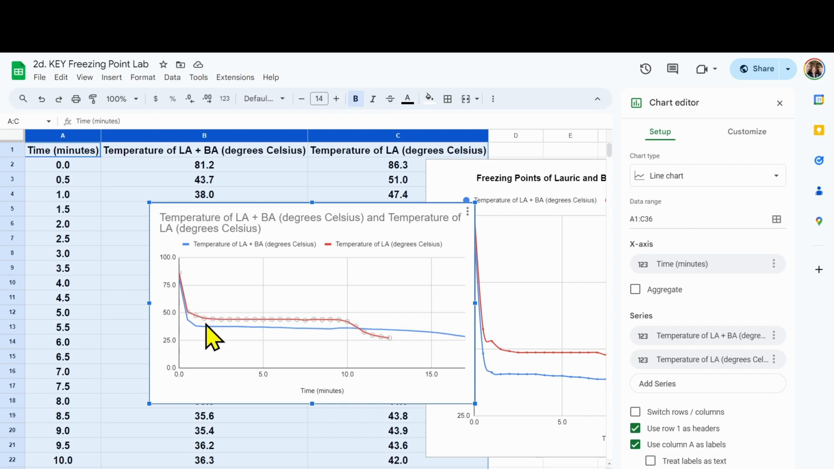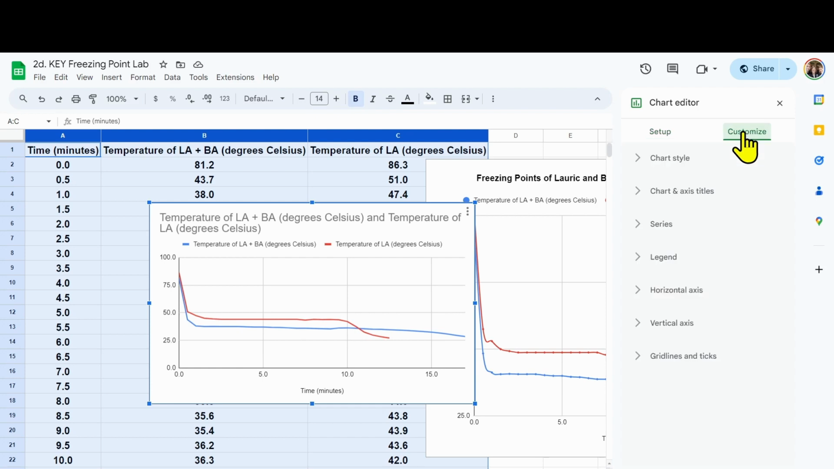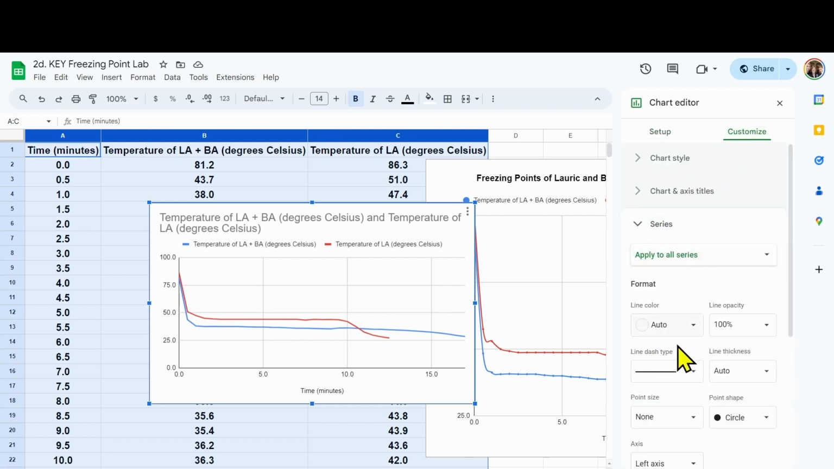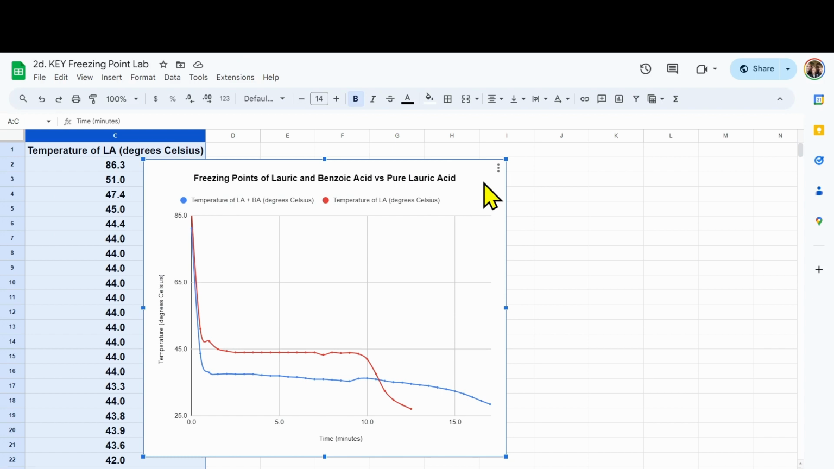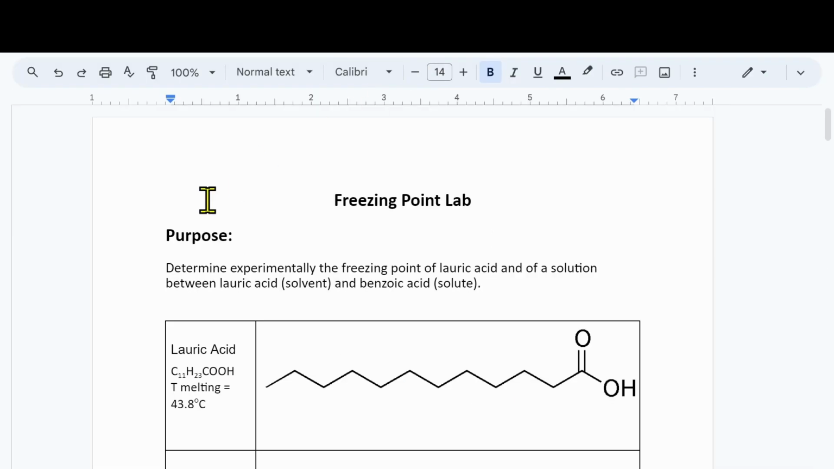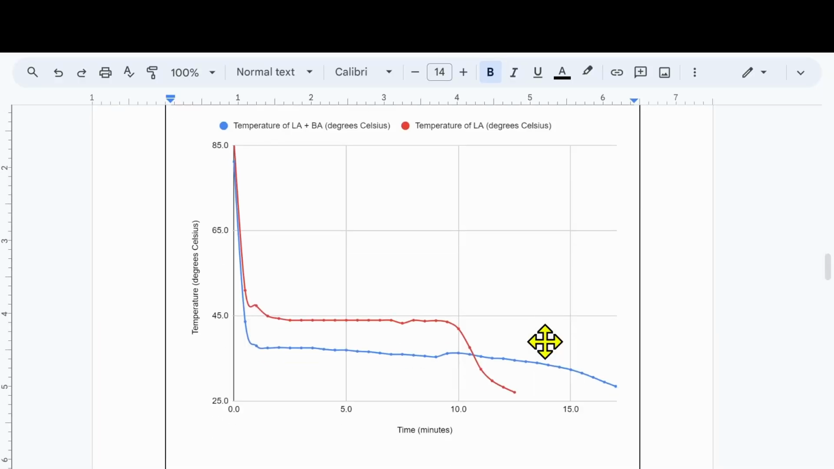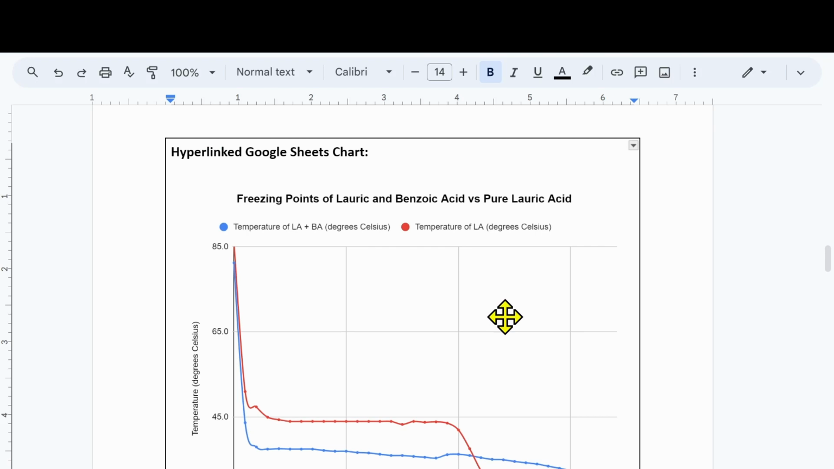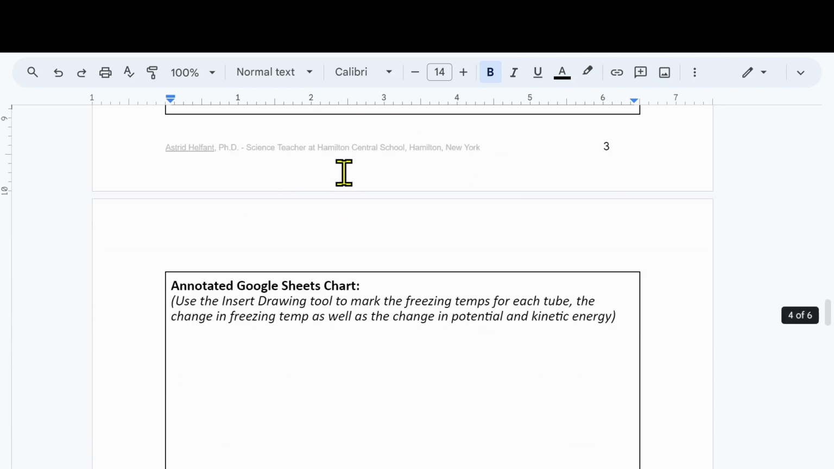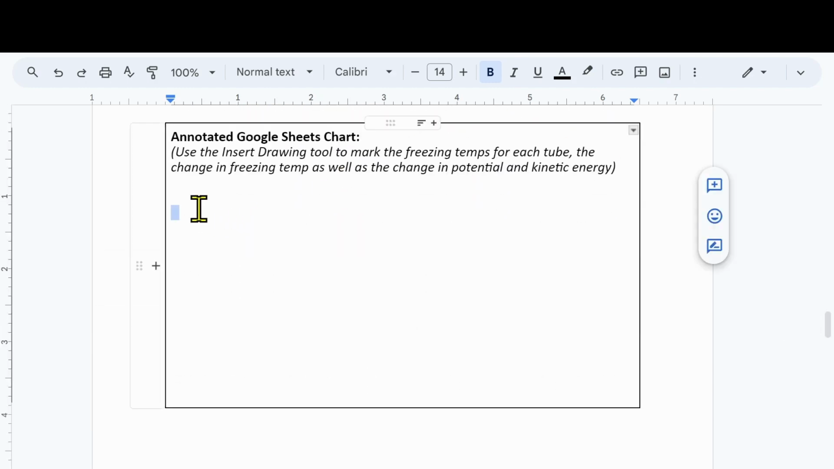You want to show the actual dots that reflect the data, go to Customize, Series, and increase the point size to however high you wish. And there's your chart. Let's copy that chart over into the Google Doc where the lab handout actually is. Here's the lab handout, and in the space for the hyperlinked Google Sheets chart, you just click Ctrl-V, and there's your chart. Now I have them do this twice, once in the hyperlinked Google Sheets chart, and a second time in the annotated Google Sheets chart.